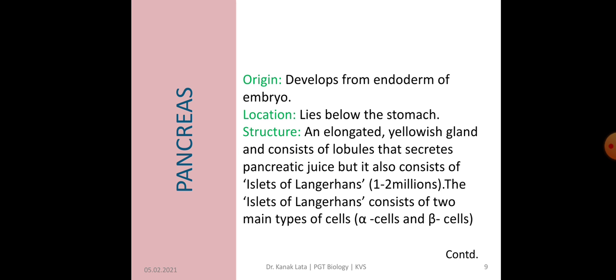Now we will move toward pancreas. The origin of pancreas is from endoderm of embryo. The pancreas lies below the stomach. It is an elongated yellowish gland which consists of lobules, and these lobules secrete pancreatic juice. But it also consists of islets of Langerhans which produce hormones. The islet of Langerhans consists of two main types of cells called alpha cell and beta cell, but it also contains delta cell and F cell.